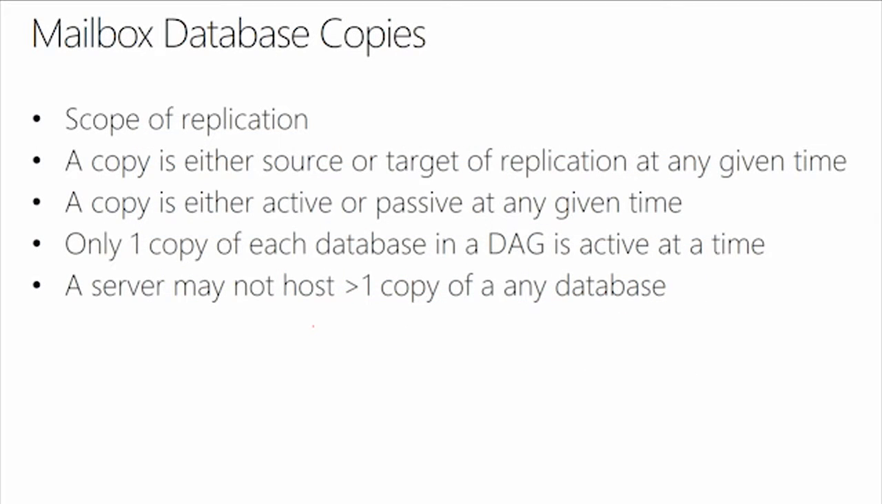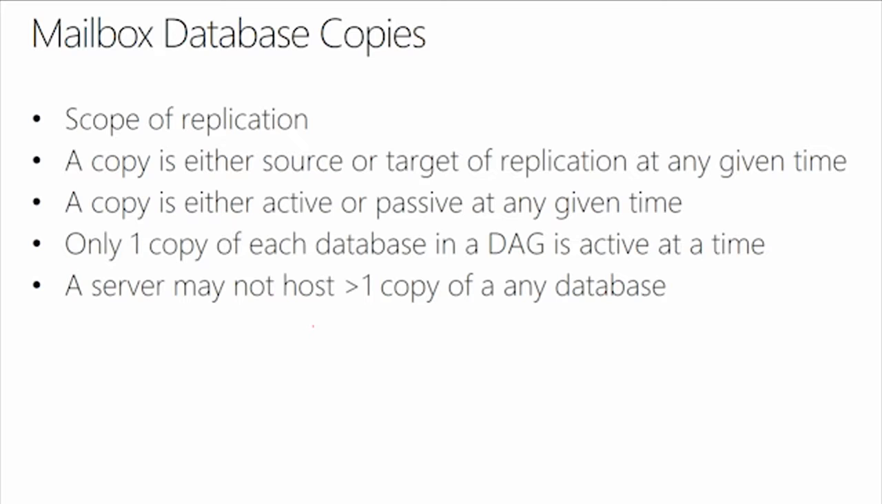So database copies, we talked about this. This is the scope of replication. A database copy can either be a source or a target at any given time. A source is an active database, and a passive is a database that's actually receiving the replication. There can only be one active copy of a database at a time.